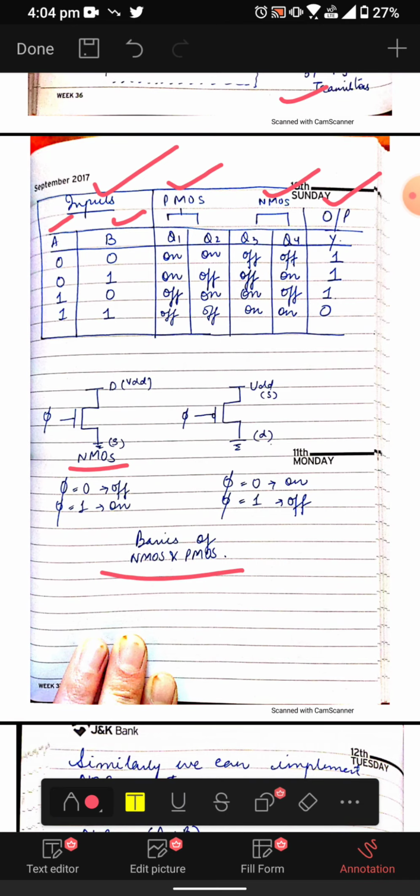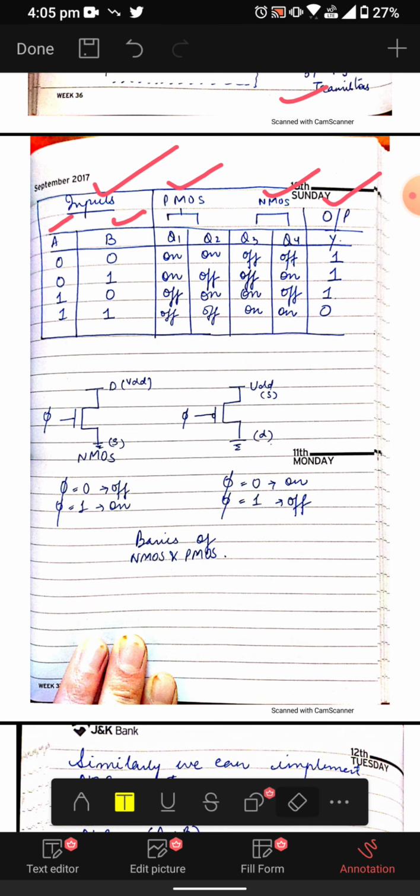This is my NMOS transistor. NMOS transistor पे आपका कब NMOS on होगा? When phi is 1. Phi is the gate signal. Only when the gate signal is high, your NMOS will be on. For the gate signal which is low, NMOS will be off. Okay, but the reverse is true for PMOS. Here is your PMOS transistor. In PMOS, when phi is low, it is on, and when phi, that is the gate signal, is high, it is off. So PMOS and NMOS work complementary to each other, as you know.